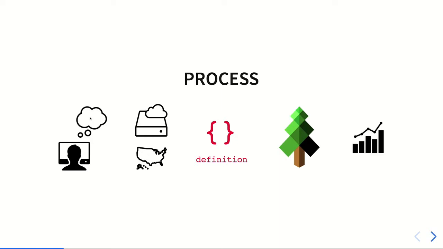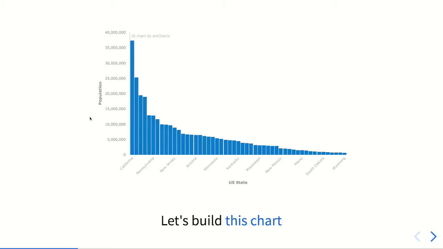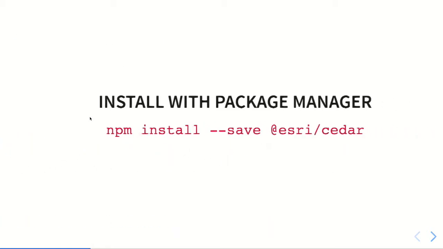The process of working with Cedar usually starts with a developer that has some idea or requirement of a chart that they want to build. They have data that's coming either from the cloud or from a map that they've got there in the browser. And this is where Cedar comes in. We have you create a definition, and we'll talk about what a definition is. We pass that definition to Cedar, and out comes a super cool chart. So let's build this chart together.